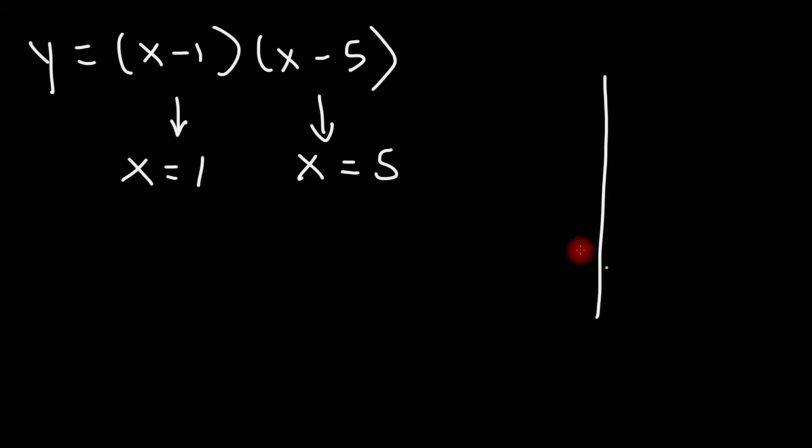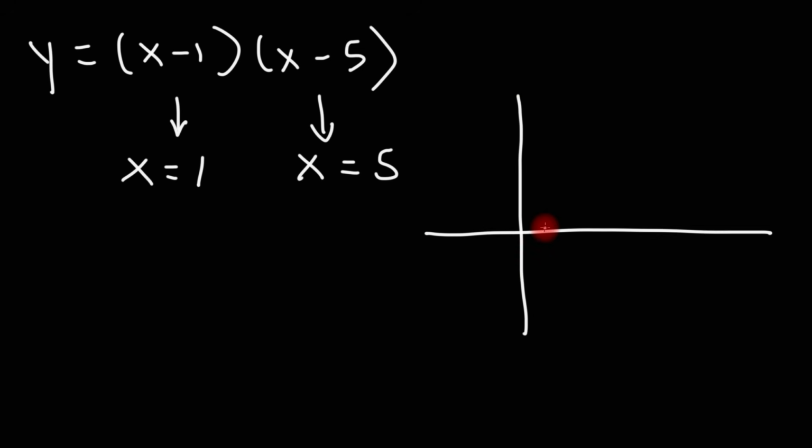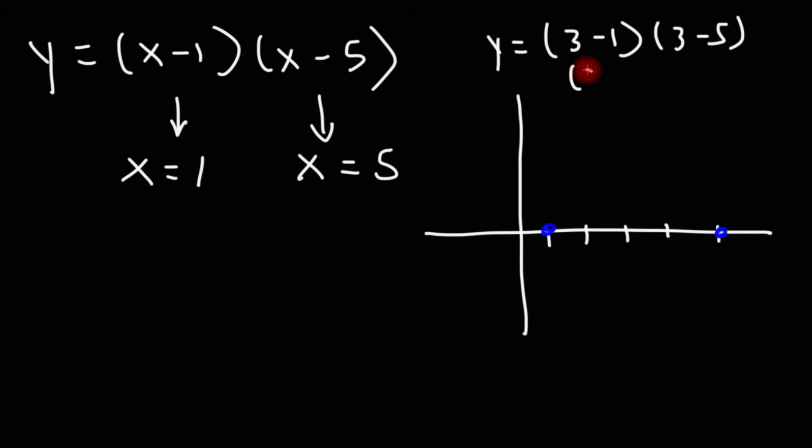Now, if we were to draw a graph, so we have the x-intercepts at 1 and at 5. At x equals 3, we can get the y value. Y equals 3 minus 1 times 3 minus 5. So this is positive 2 times negative 2. So that's negative 4. So the vertex is going to be at 3, negative 4.